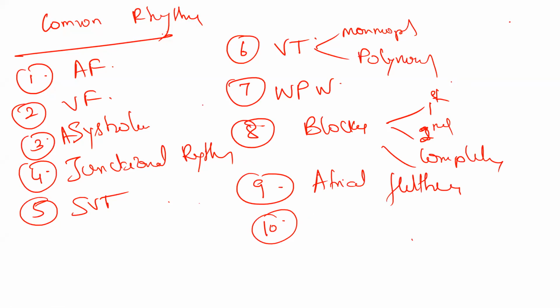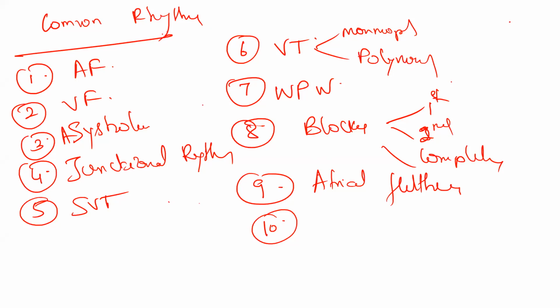Electrolyte abnormality, sir? Leave electrolyte separately, because ultimately electrolytes will cause one of these rhythms. Torsades too. So these are the major rhythms. In the exam, they keep you only these rhythms. Beyond these rhythms, they don't keep you for an anesthesia exam.